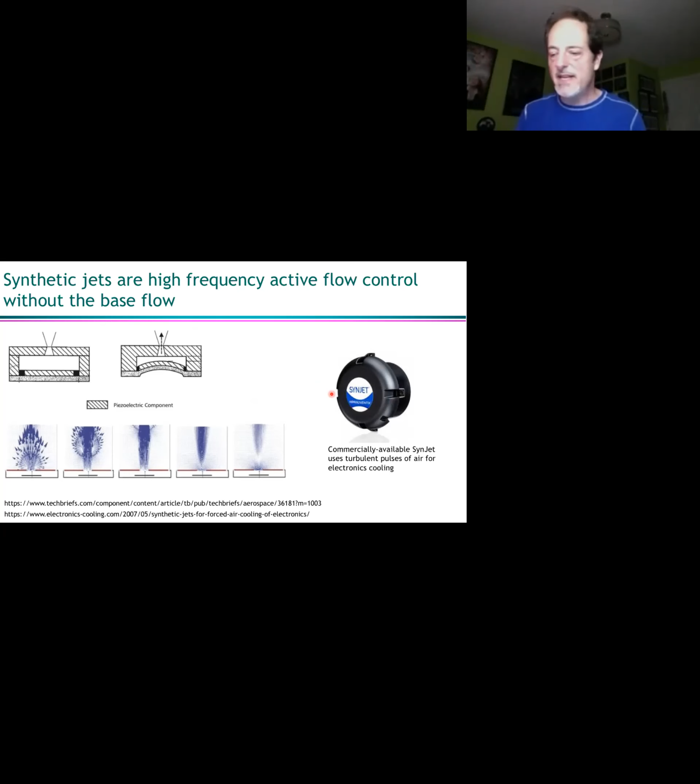You would basically put a small heat sink right next to this thing, put it on a hot component or a hot laser diode, something like that, and then you blast it with these turbulent pulses of air. You don't need a fan, you don't need any of this other stuff. Again, I don't know that this really took off, but it was an interesting application of active flow control.